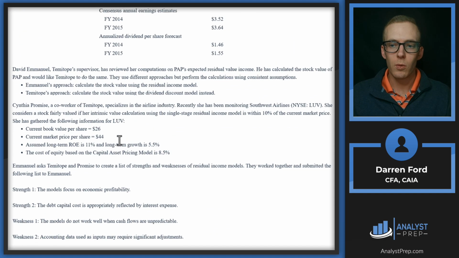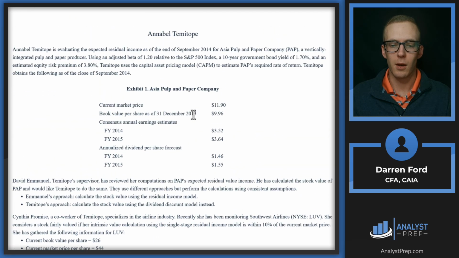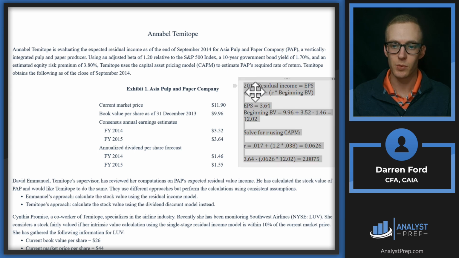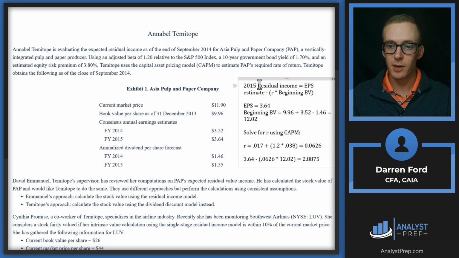$3.20. So for residual income, as a reminder, that's going to be our EPS, our earnings per share, and then we're going to subtract out basically the cost of those earnings. So the return, our cost of capital, which we will calculate using the CAPM model since we're given all those figures, multiplying that by the book value to get our cost, and then residual income is any income above that. So it's going to be EPS estimate, since we're doing forecast, let me pull in the formula. So we're going to have EPS estimate minus R, being our cost of capital, times the beginning book value. So we're looking at 2015 residual income.